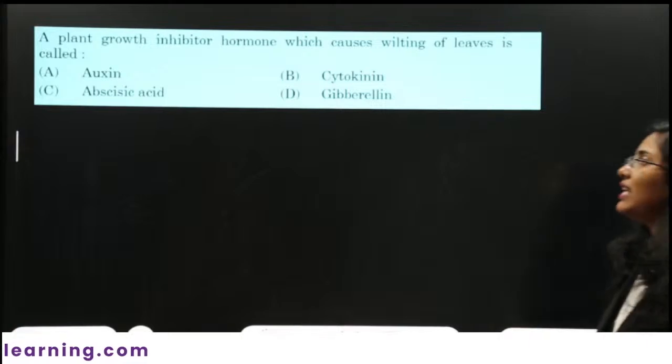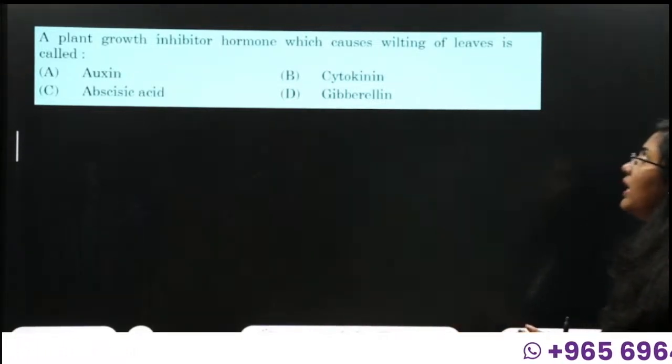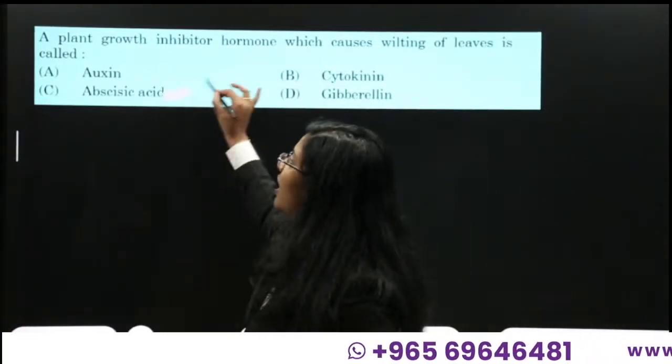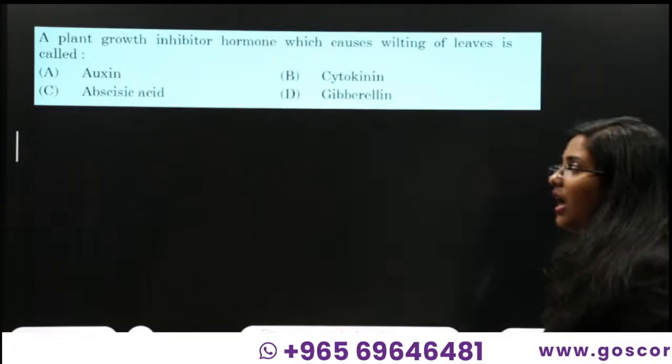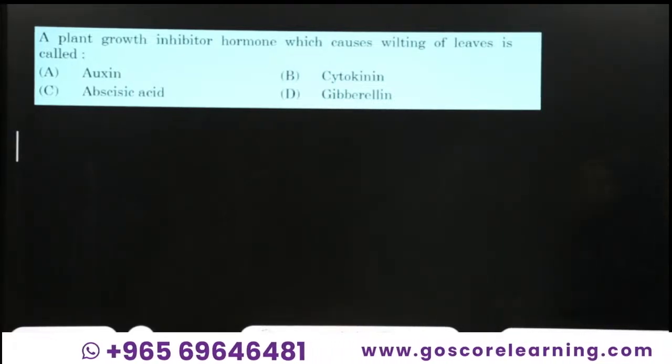Okay, so what is the answer here? A plant growth inhibitor hormone which causes wilting of leaf is called. What is the answer? The answer is abscisic acid. Abscisic acid is the answer. Okay, so fine, we'll be moving to the next question.